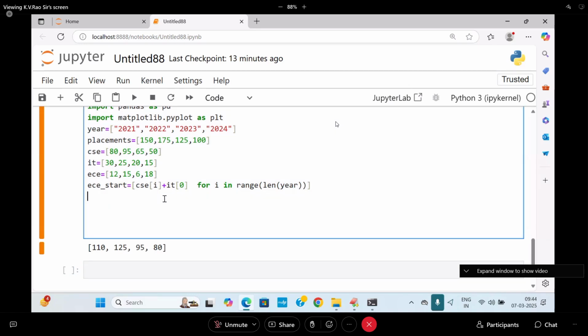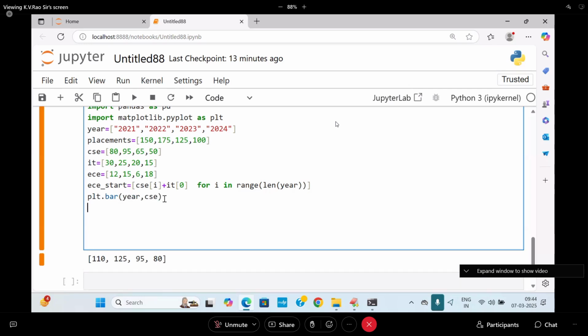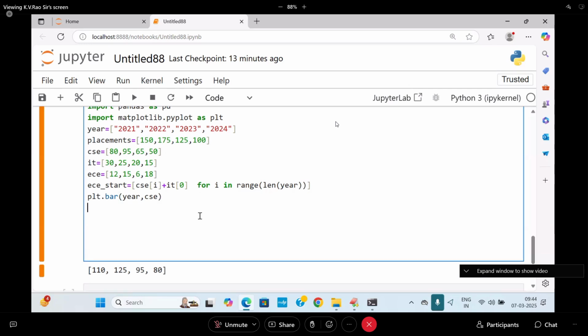What should I do? For plt.bar of, I will write year comma CSC. If you don't mention the color, it will come by default with different colors. IT of i, I will write it. Okay, good. Now plt.bar, what should I write? Bar of year comma IT comma bottom is equal to CSE.